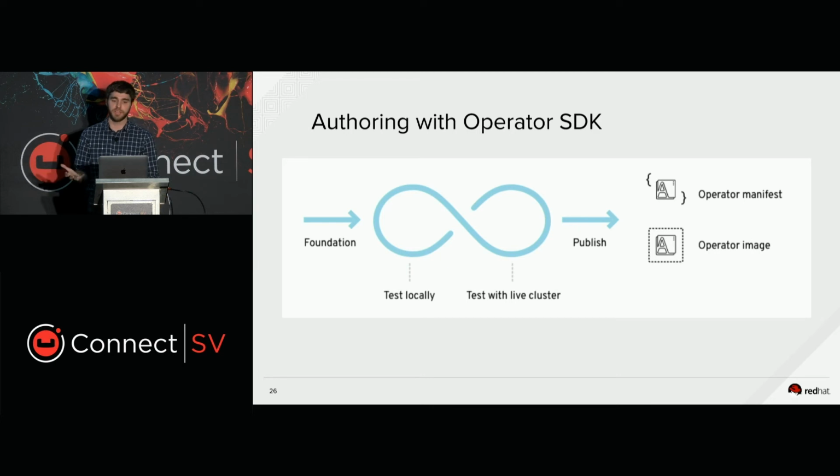The SDK gets you a foundation to build with, and then you're really only bringing your application logic. So if you're running a database, it's how to scale it and fail it over, rebalance, do whatever it needs to do. You have a number of tools to test that locally and test it on a live cluster. When you're ready to publish, you produce a manifest, which describes the application. And then you have the container itself. This is the operator that runs on the cluster.